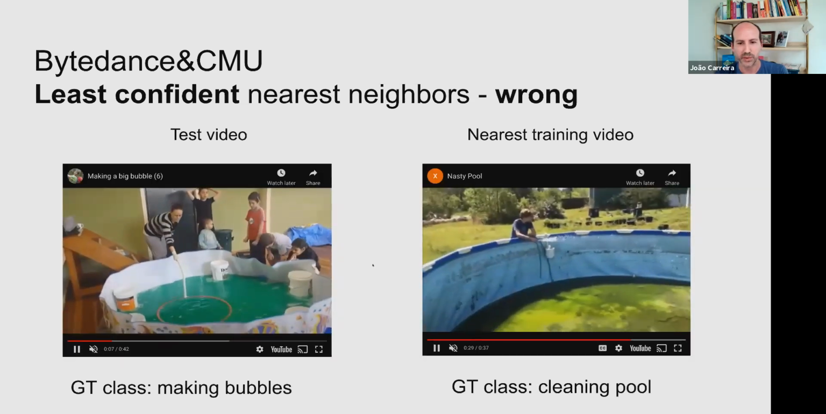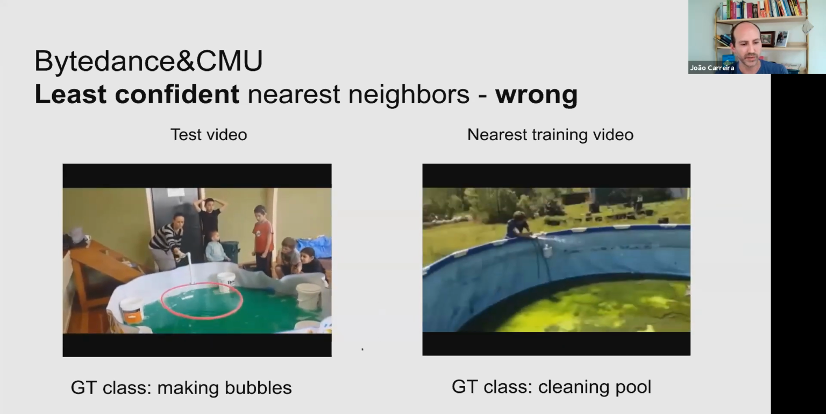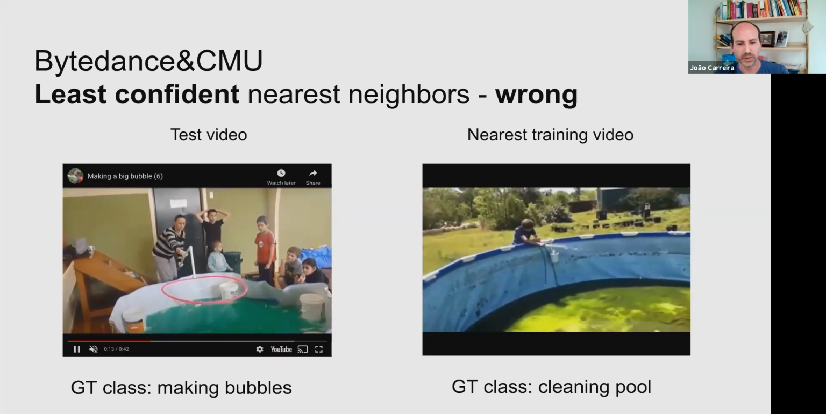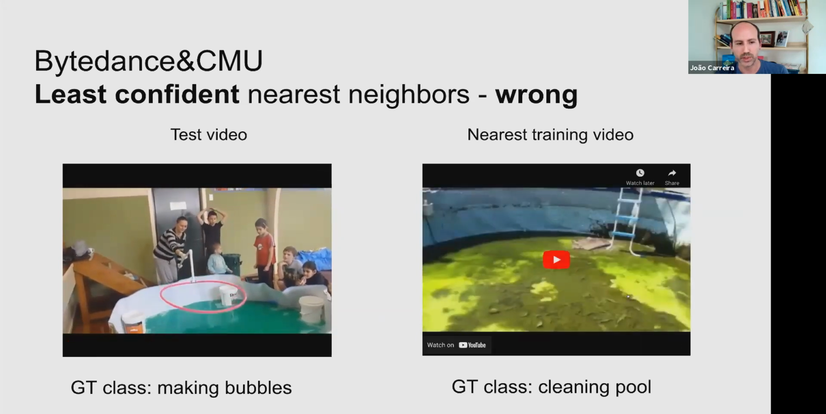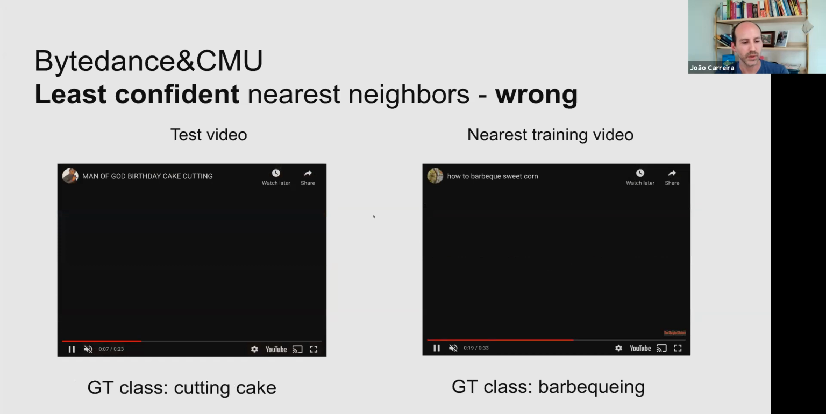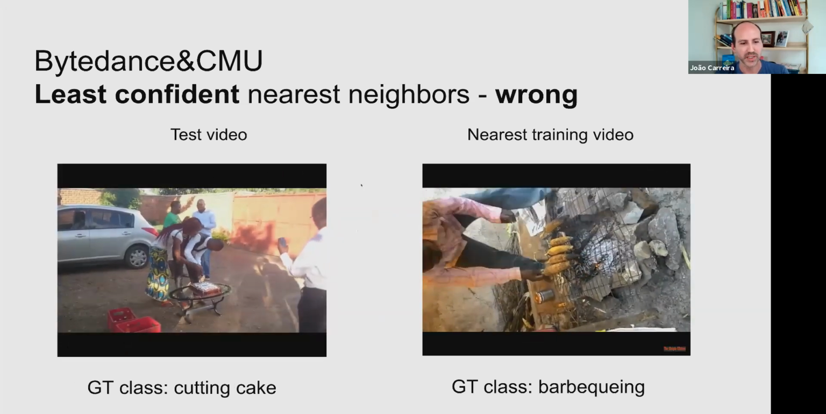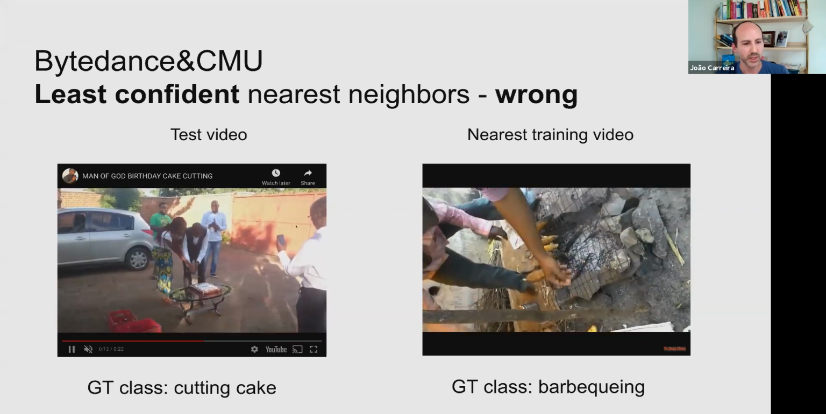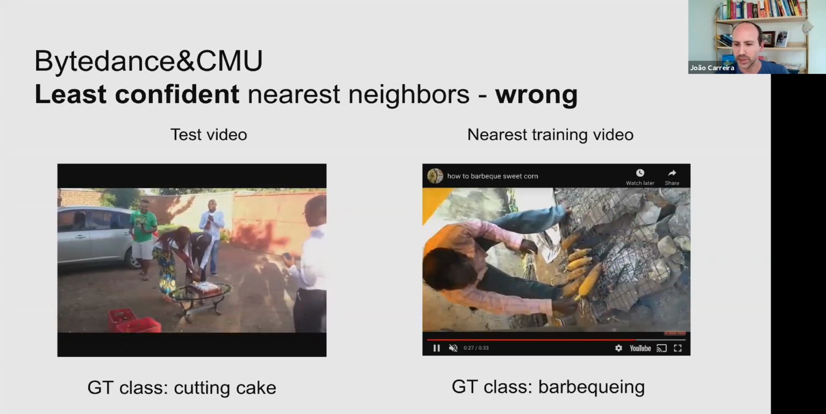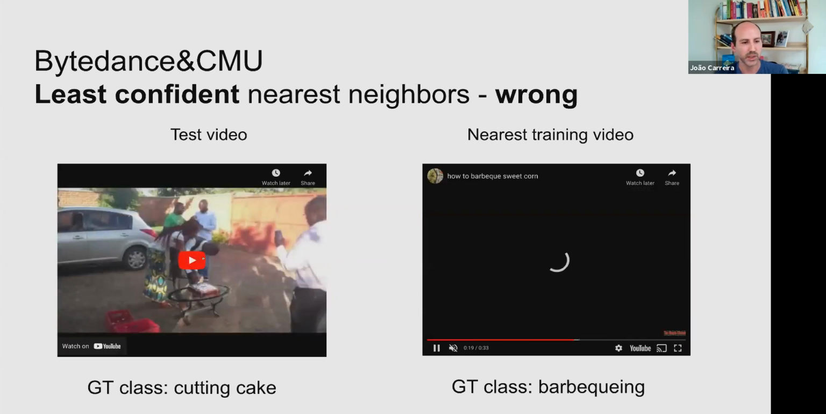Okay, now it's the final one. Here it's another nearest neighbor that is wrong. On the left, the class is making bubbles, whereas on the right it's cleaning pool. And I guess just because the overall scene is the same, the model thinks this is the most similar video. Okay, one more final wrong example, wrong classification from the model. On the left, it's cutting cake. On the right, it's barbecuing. But because the overall scene is fairly similar, again, the nearest neighbor is incorrect.